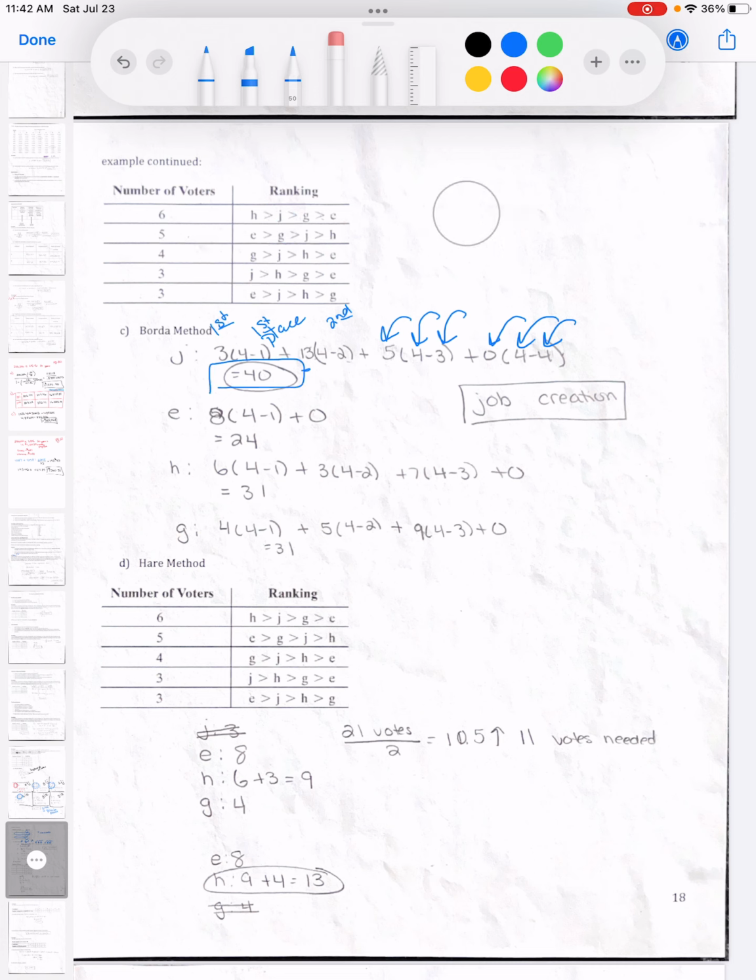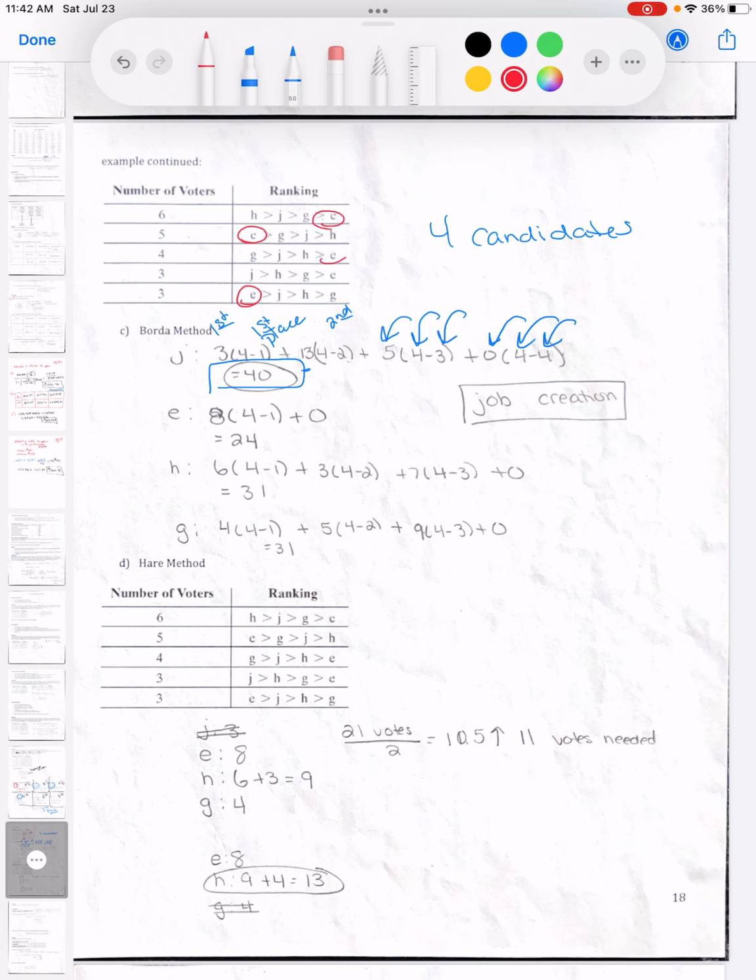Let me walk through one more of these. Oh, I shouldn't erase. There's still 4 candidates. Let me put that back up there. All right, I'll do E next. Actually, you know what? I will do E because it's kind of funky.